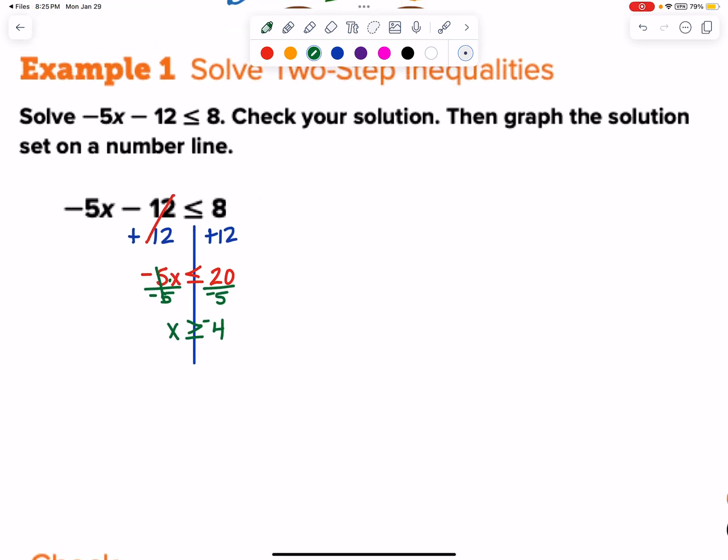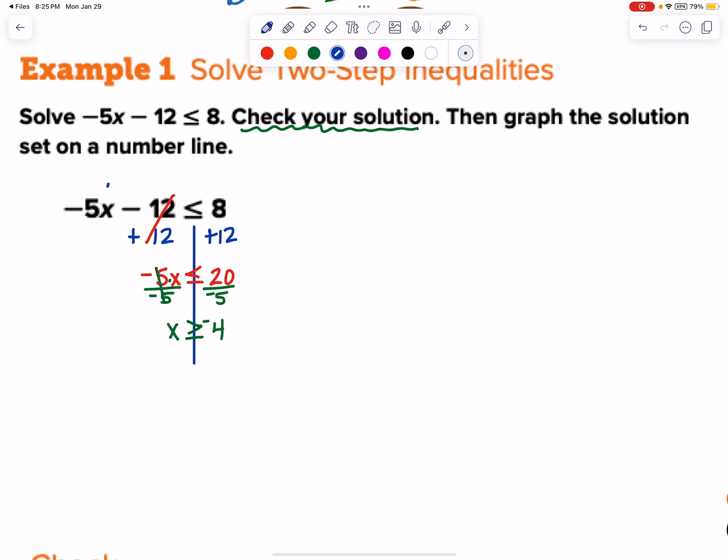All right, I do want you to see this. I haven't had you doing this very much, but it says check your solution. That means just make sure that what you got works within the inequality. Reminder that we're calling it an inequality because it's not exactly equal to. It's going to be a less than or greater than scenario. So we're saying all the x's that are greater than or equal to negative 4 will work in this inequality. So let's just pick something nice and easy. Maybe I'll do a negative 10.